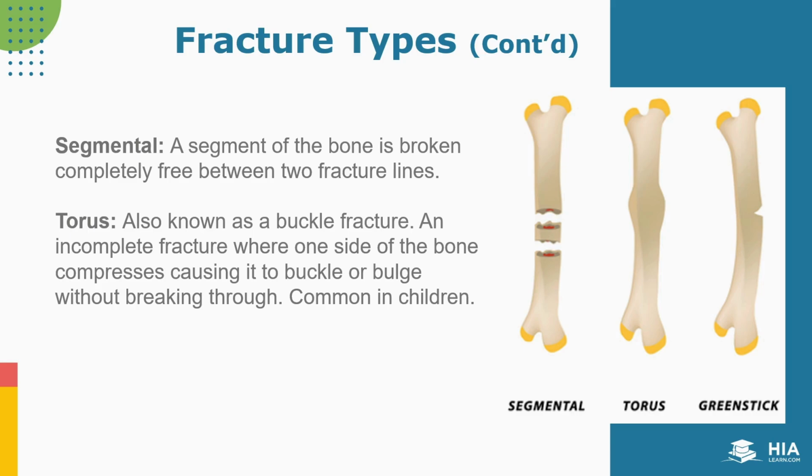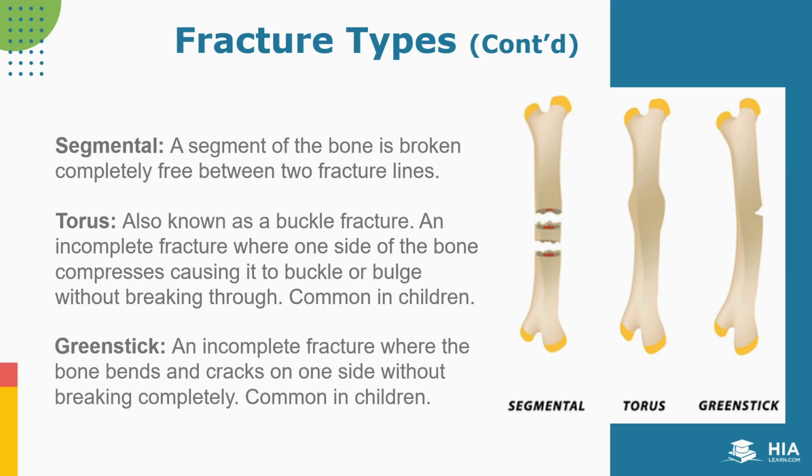These incomplete fractures are common in children when one side of their softer bones is compressed and buckles, creating a bulge without breaking through. Greenstick fractures are another type of incomplete fracture commonly seen in children. In these fractures, softer bones bend and crack on one side rather than breaking completely.